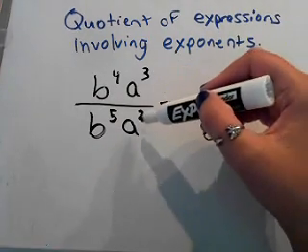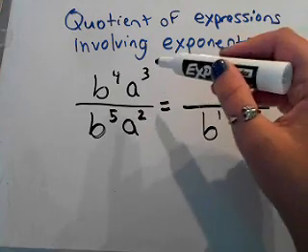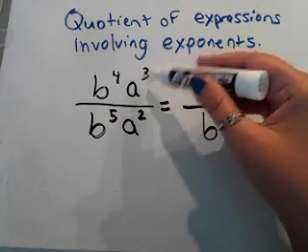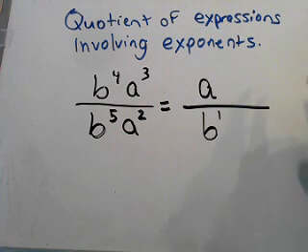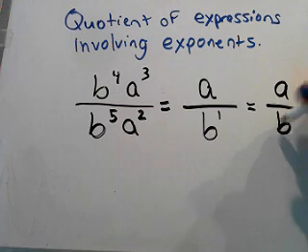Now here, 2 a's on the bottom will cancel 2 of the a's on the top, leaving you with 1 left over. And so since we don't have to write b to the 1st if we don't want to, we can just write this as a over b.